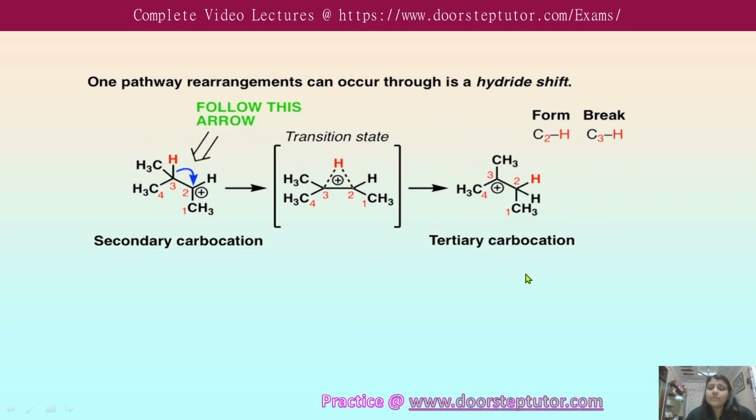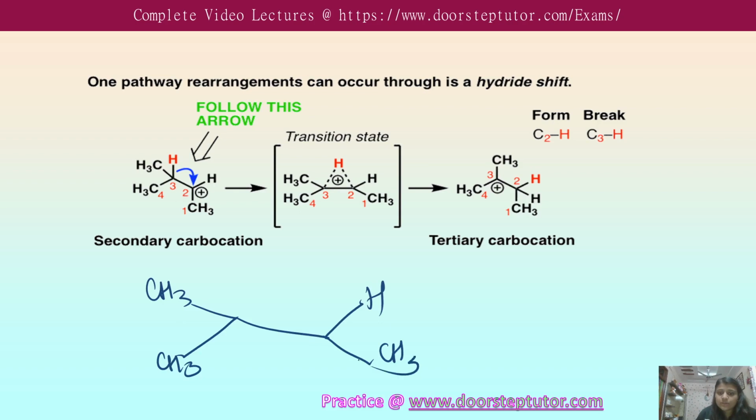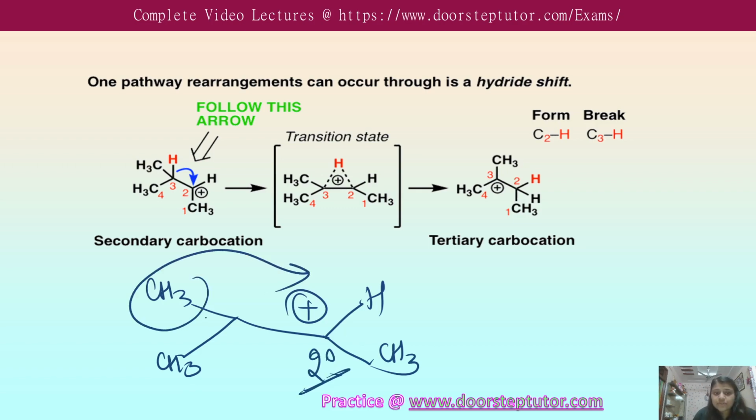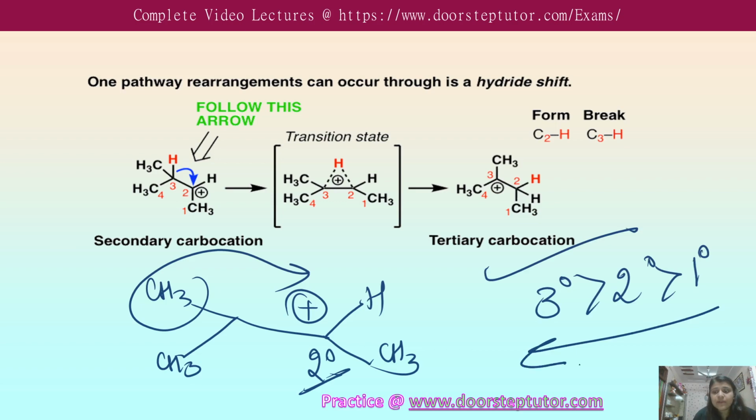Now, what you have to consider here is that one path of rearrangement can occur through the hydride shift. What's the meaning of this? You just have to follow the arrows. If I'm saying there is a CH3, there is a CH3, there is H, and there is again CH3 with a positive charge. So this is 1, 2. This is a secondary carbocation. If this particular methyl group shifted, then there is a formation of the tertiary carbocation. Tertiary carbocation is far more stable than secondary, which is more stable than primary carbocation. So this is the order of the stability of the carbocation.